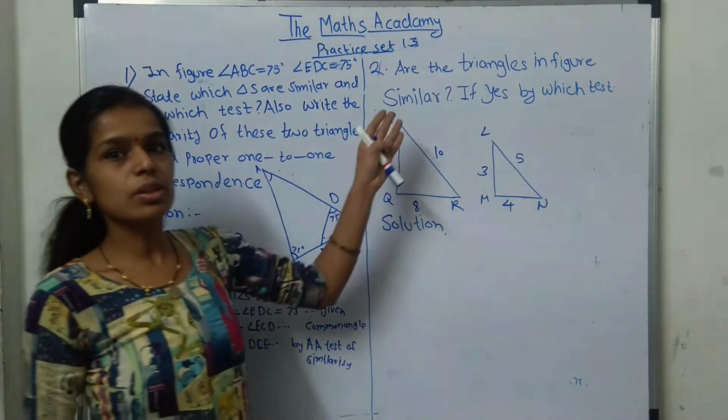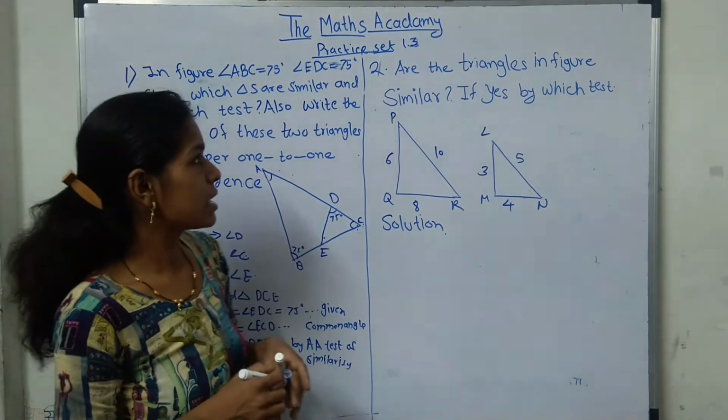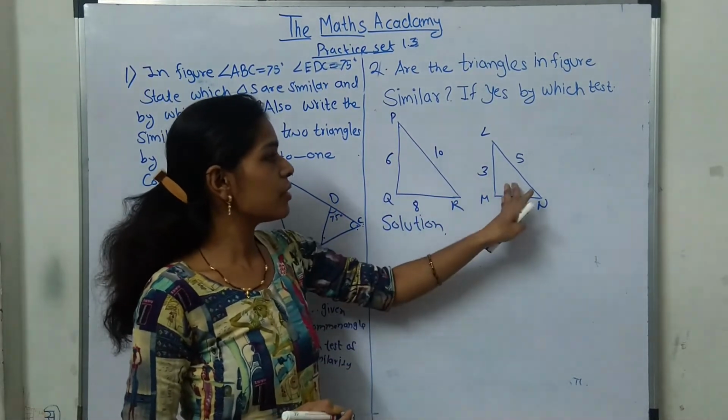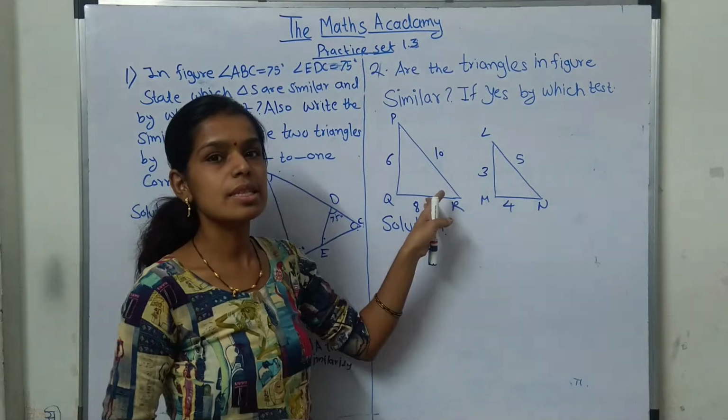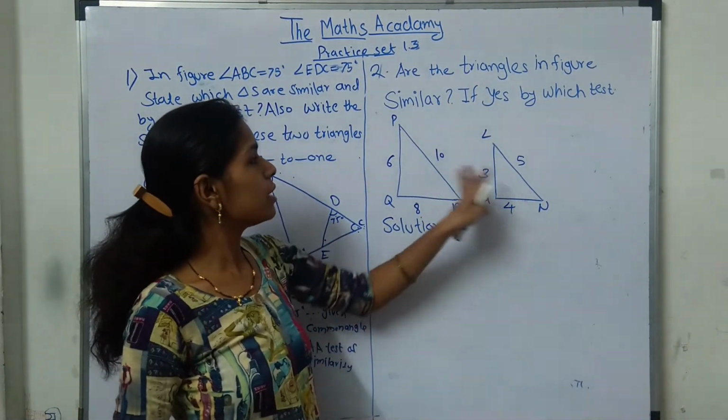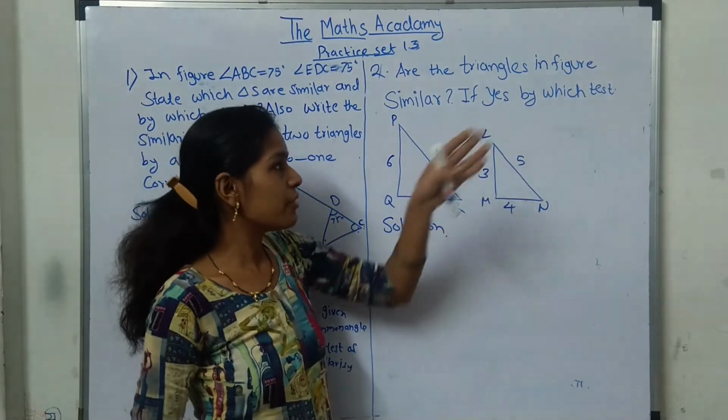Okay, now let's go towards the second example. What does the second example say? Are the triangles in the figure similar? This is the figure given to you, in which PQR is one triangle and LMN is another triangle. You have to show whether the triangles are similar, and if yes, by which test.